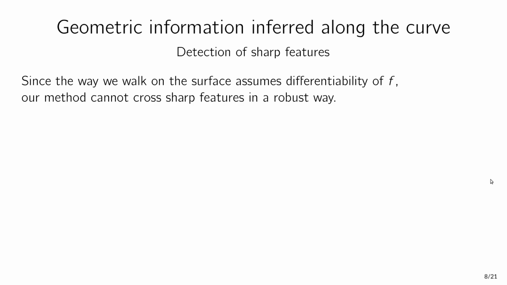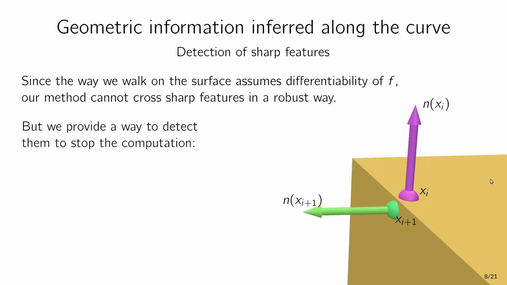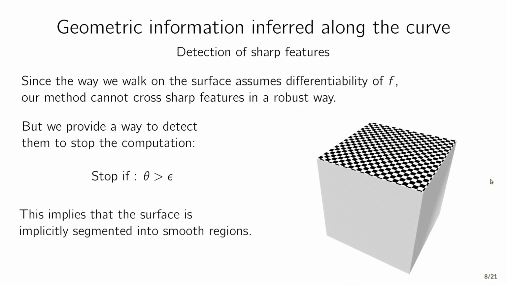But what we can do is provide a very simple trick to detect discontinuities, to detect sharp features, and to stop the computation. We simply say, if I detect that an angle between the normal vector of one iteration and the normal vector of the next iteration is higher than a given threshold, then I can simply say that there is a sharp feature and stop the computation. Okay. And so this means that the surface is implicitly segmented into smooth regions of your shape. This may be seen as our method working on a version of the shape implicitly segmented by sharp features.